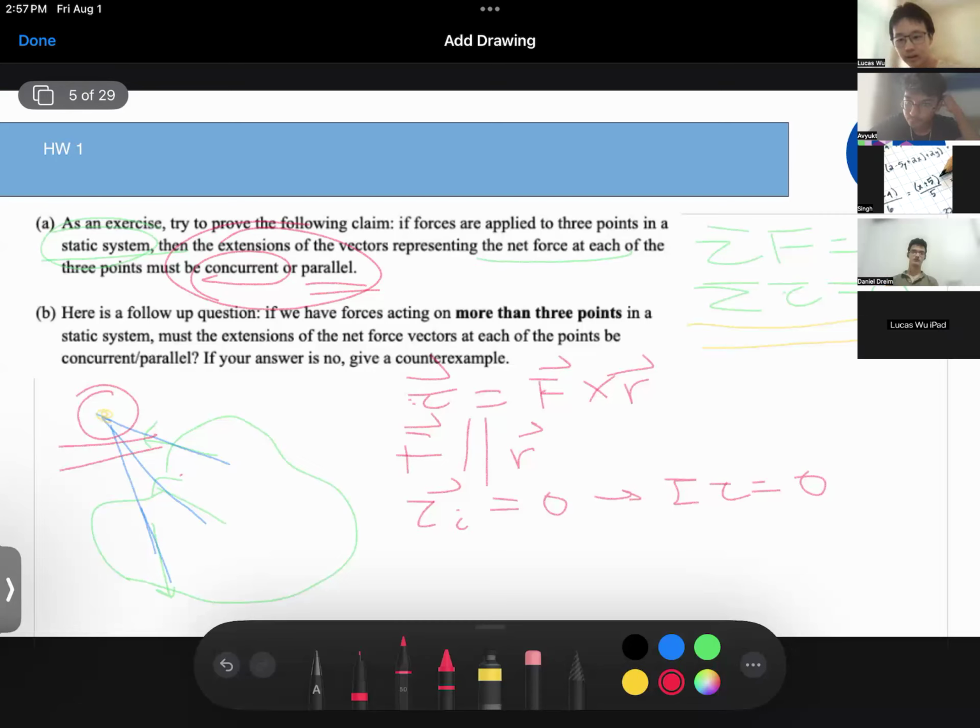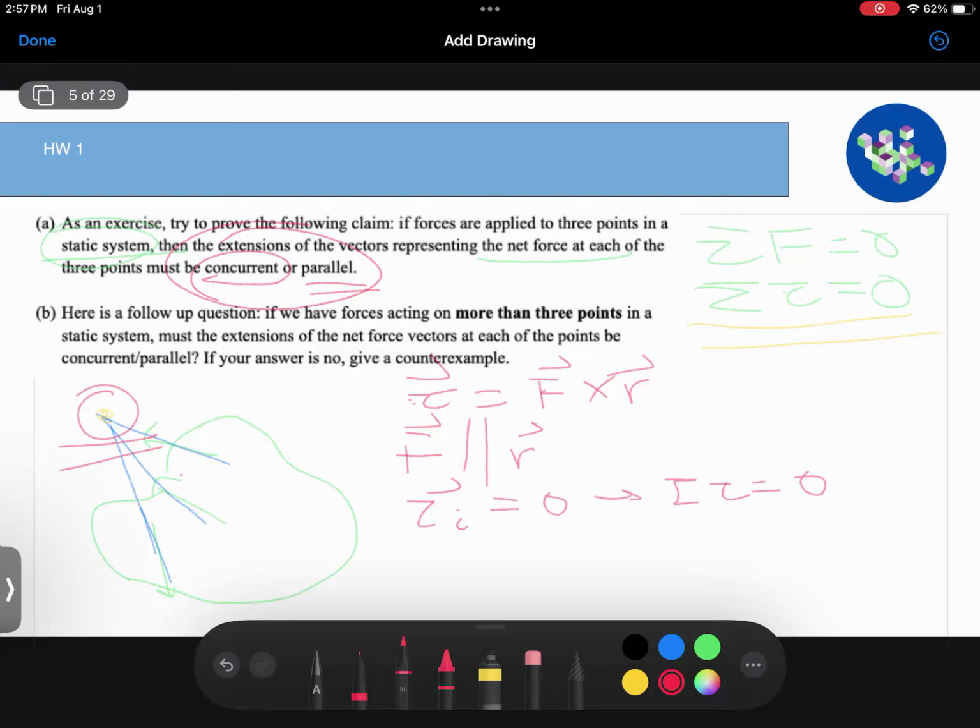I guess it seems good. So let's go on. So part B, right? If we have forces acting on more than 3 points in a static system, must the extensions of the net force vectors at each of the points be concurrent or parallel? If your answer is no, give a counter example.